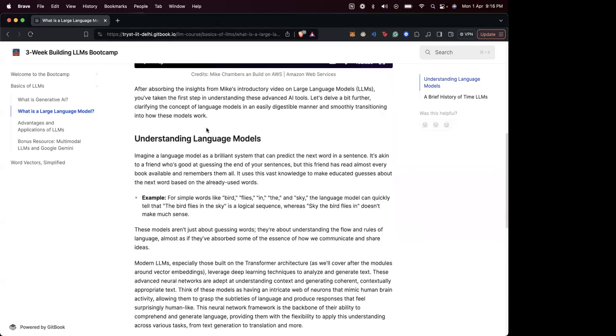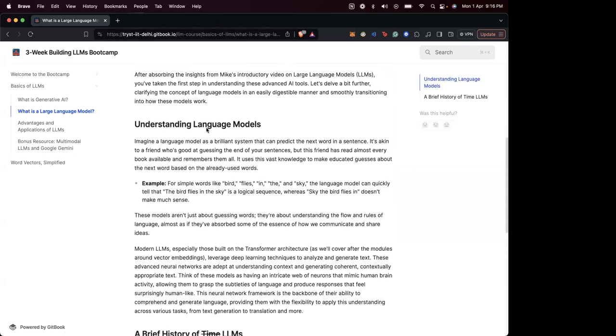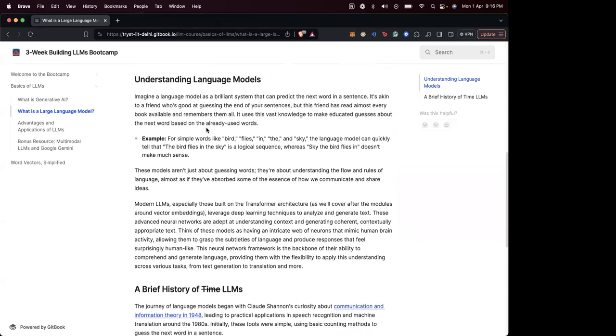So let's understand large language models now. Imagine a language model as a brilliant system that can predict the next word in a sentence. It's very similar to a friend who is good at guessing the end of your sentences. But this friend has read almost every book available and remembers them all. It uses this vast knowledge to make educated guesses about the next word based on already used words.